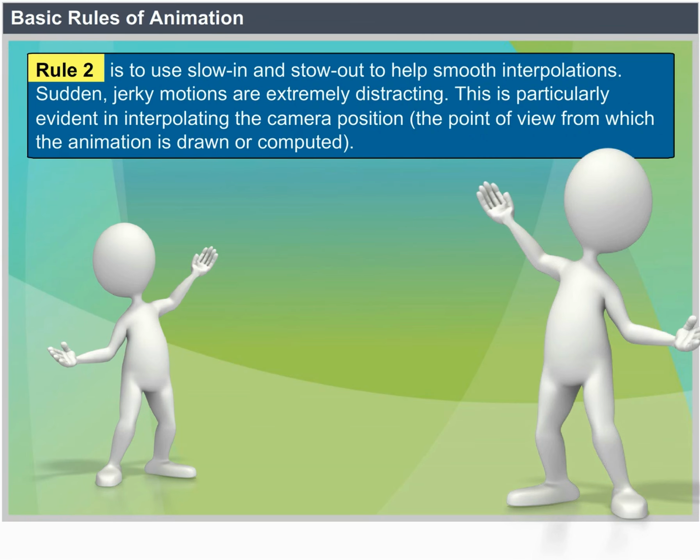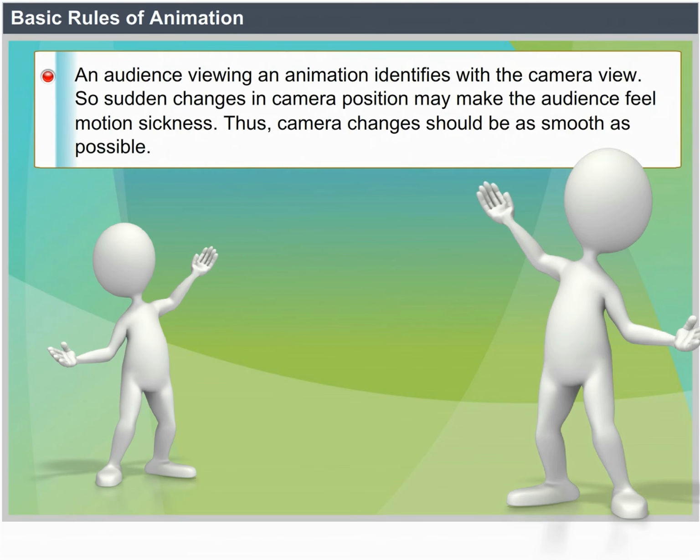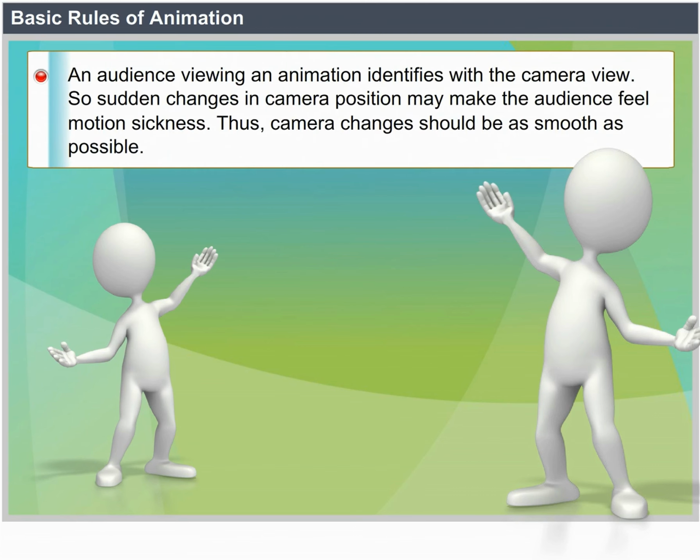Rule 2 is to use slow in and slow out to help smooth interpolations. Sudden, jerky motions are extremely distracting. This is particularly evident in interpolating the camera position, the point of view from which the animation is drawn or computed. An audience viewing an animation identifies with the camera view, so sudden changes in camera position may make the audience feel motion sickness. Thus, camera changes should be as smooth as possible.